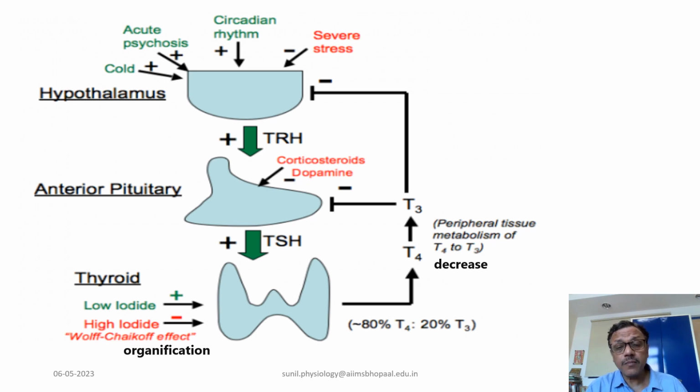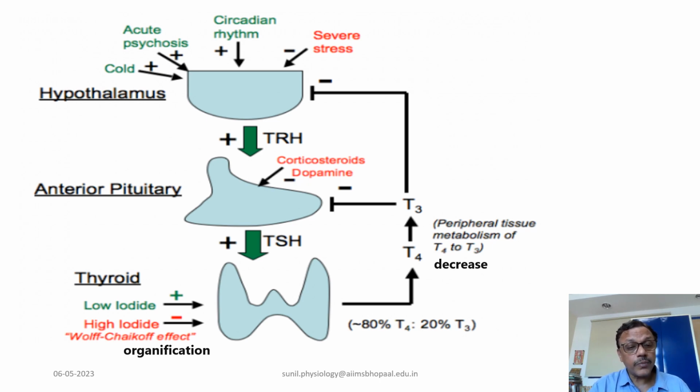Suppose there is a decreased amount of T3 and T4. It is going to stimulate the hypothalamus to increase the thyrotropin releasing hormone, and this further acts on the anterior pituitary thyrotroph cells and increases the amount of thyroid stimulating hormone, which further stimulates the thyroid gland for the production of T3 and T4. Just the opposite happens if the amount of T4 and T3 increases: it inhibits the hypothalamus and the anterior pituitary to decrease the amount of T3 and T4.